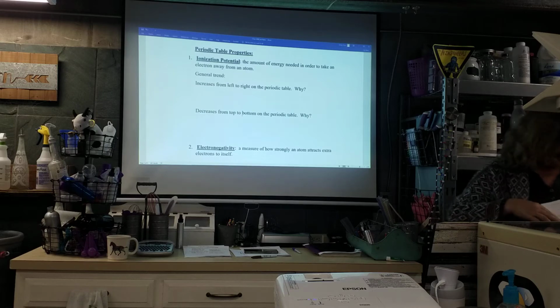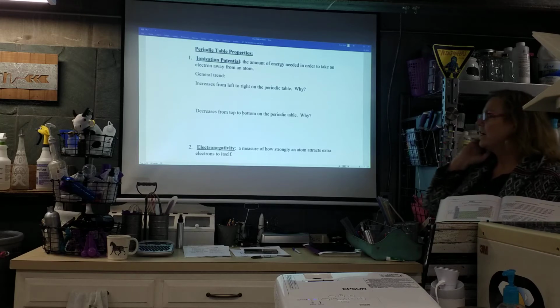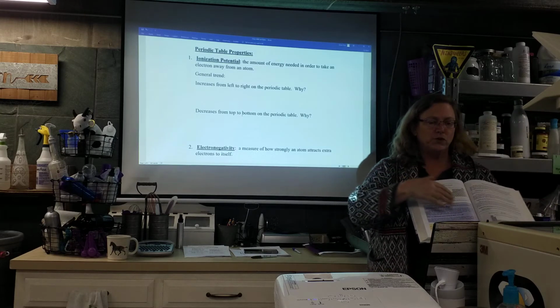So in fact, what I did here is I put an increases arrow right here on my diagram. That shows me that it increases diagonally across. And I circled fluorine. Fluorine is the most electronegative, or the highest ionization potential element. All right, so you need to know this trend.